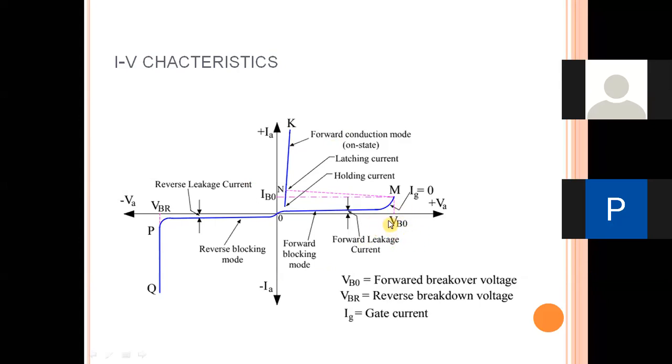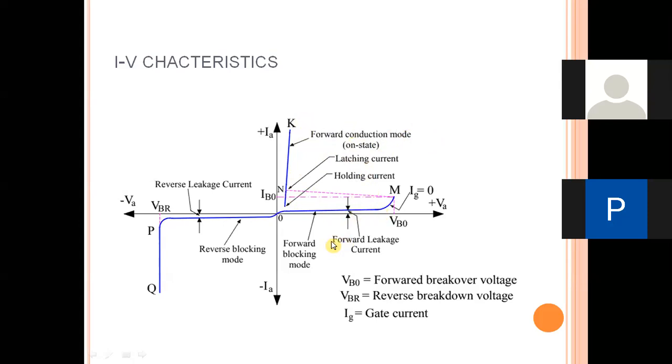Once the voltage reaches this VB naught, the device immediately comes into conduction, and the portion from here N to this K represents the forward conducting mode. In this forward conducting mode, the resistance or impedance offered by the device is going to be very small. So there may be a large conduction of current. You may consider that particular mode of operation to be the on state. Is it clear with this? Two modes: forward blocking mode and forward conducting mode.